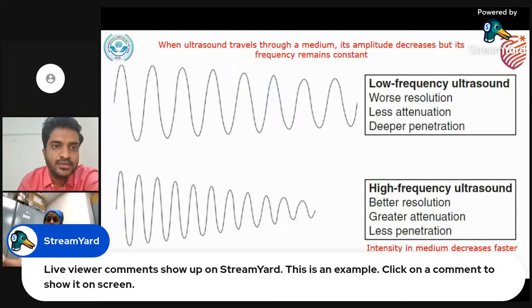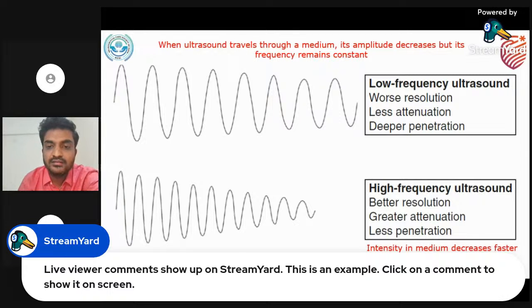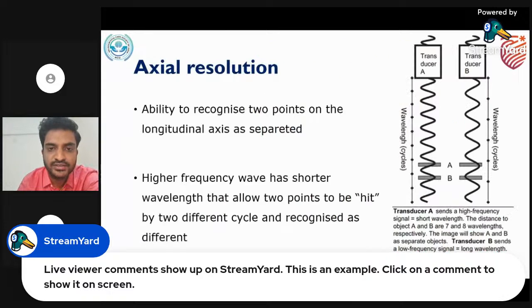Just remember that. Many of you are already aware that we have high frequency and low frequency ultrasound probes. How does a high frequency probe give better resolution, greater attenuation and lesser penetration? Whenever an ultrasound wave travels through a medium, its amplitude decreases, but its frequency remains constant. The intensity decreases faster with high frequency probes than with low frequency ones, which makes high frequency better in resolution and with greater attenuation.